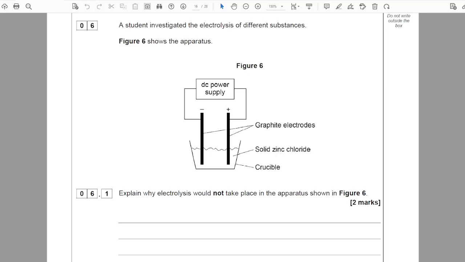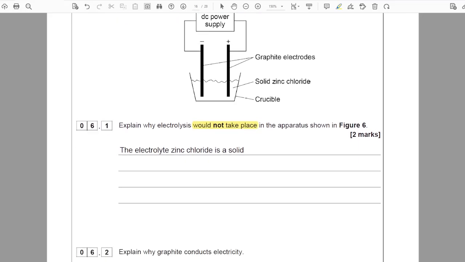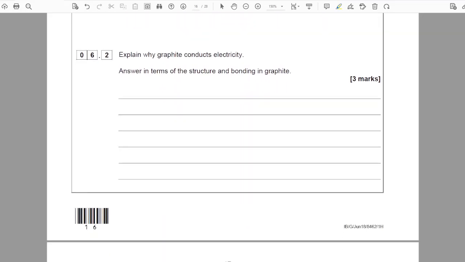Hi guys, in this video we will finish off 2018's Paper 1 Chemistry. So, question 6. A student investigated the electrolysis of different substances. Explain why electrolysis would not take place in the apparatus shown. Well, because the electrolyte is a solid, ions aren't free to move and so they can't conduct electricity.